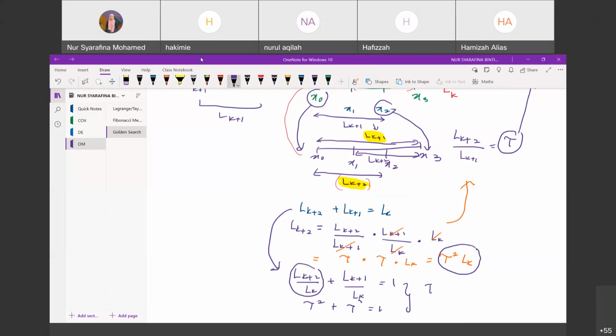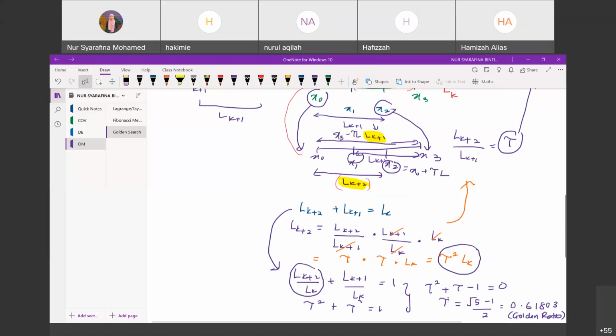So solving this quadratically, we will have tau equals square root of 5 minus 1 over 2, which is 0.61803. So this is what we call the golden ratio. We are going to use this golden ratio to find the interval points in the golden search method, where we have here x0 to x3. In order to get x2, we have x0 plus tau L, and in order to get the value of x1 here, we have x3 minus tau L.